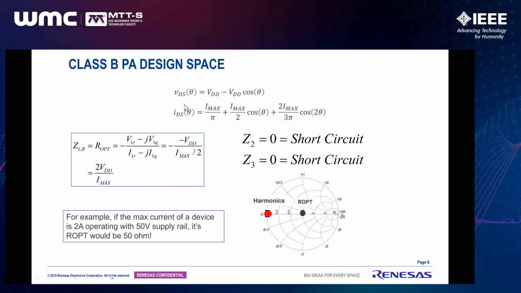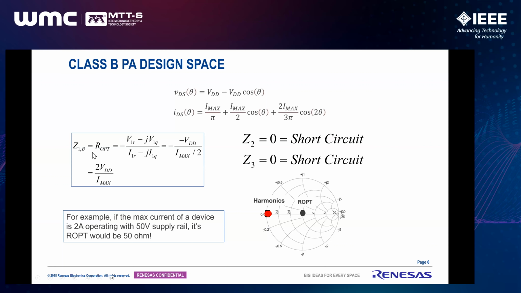In terms of operation, we would like to know what its terminations look like in terms of design space. When you say design space, that means what would be its fundamental termination, what would be its harmonic terminations. As you can see, since there are no higher voltage components being generated, the second harmonic and third harmonic termination is going to be short circuit.